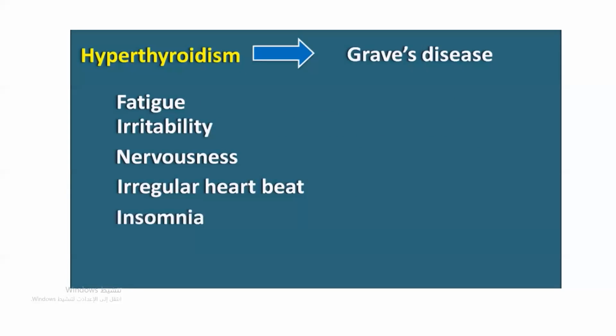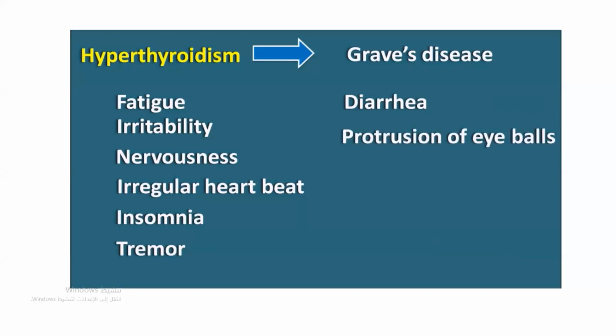And insomnia, lack of sleep, is another important disorder that can be observed with hyperthyroidism. Apart from these symptoms, it can also produce tremor and diarrhea. It can alter the movement of the bowel, which results in diarrhea, and protrusion of the eyeballs. Particularly, Graves' disease is associated with protrusion of the eyeballs, so it is called exophthalmic hyperthyroidism. Other symptoms like muscle weakness and hyperthermia can be observed.